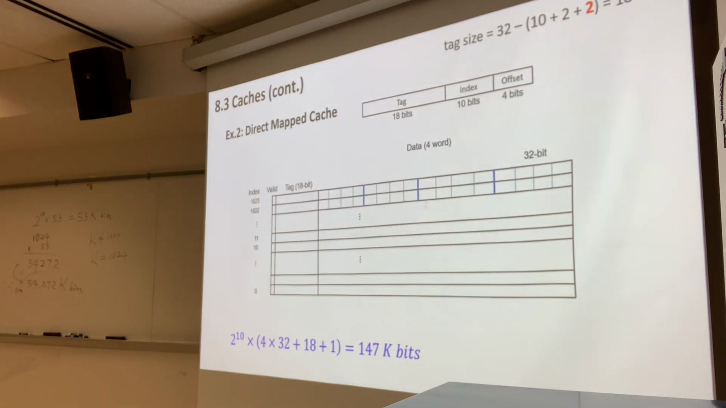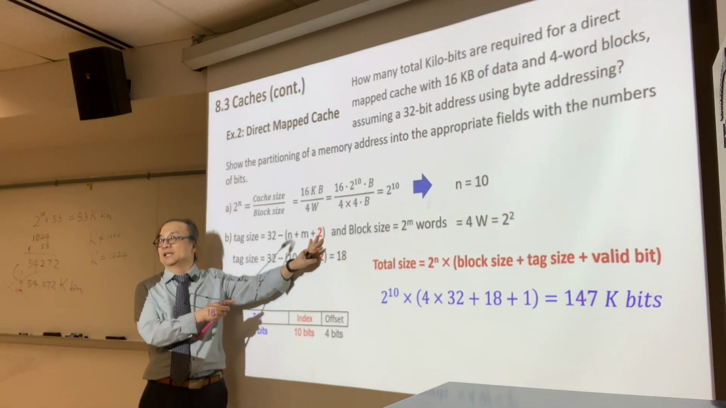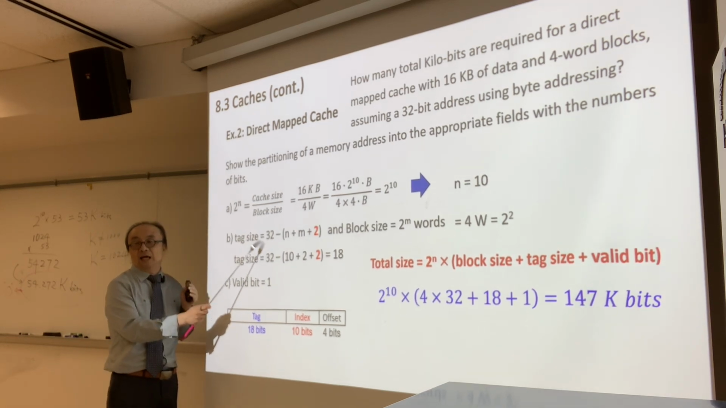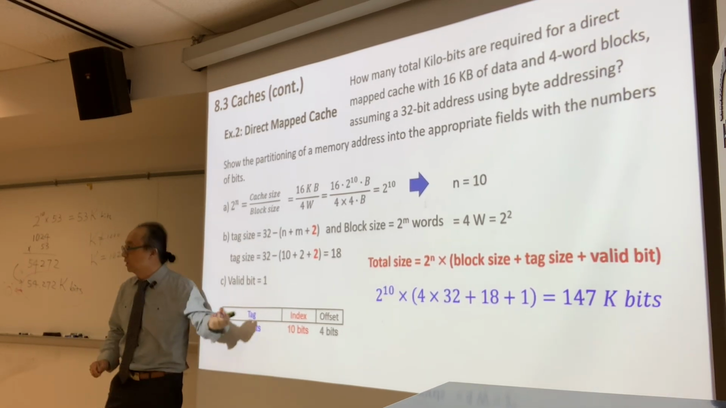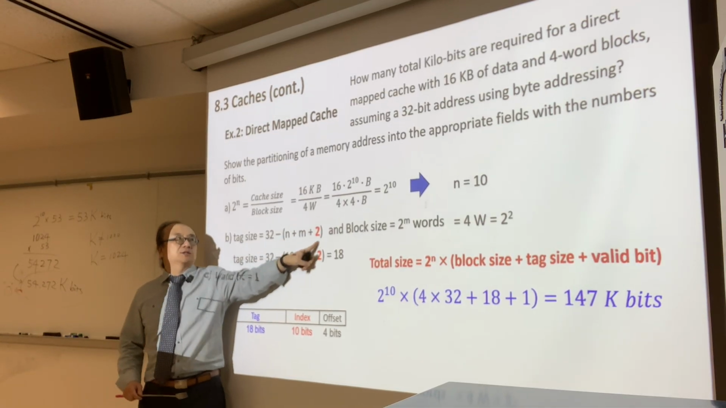Yeah, the tag value depends on the offset plus the index. So always we're going to use 32 bits as the total length of the memory address. So 32 minus the index plus offset.